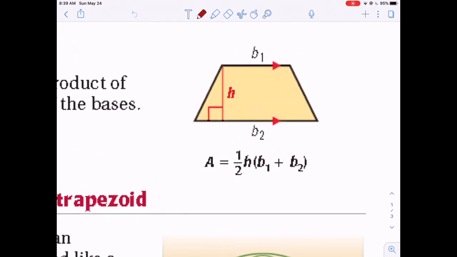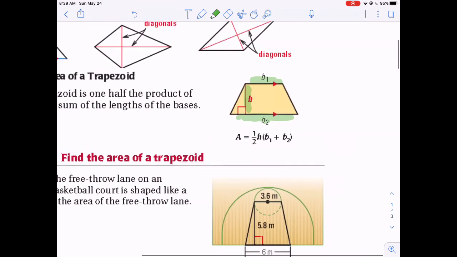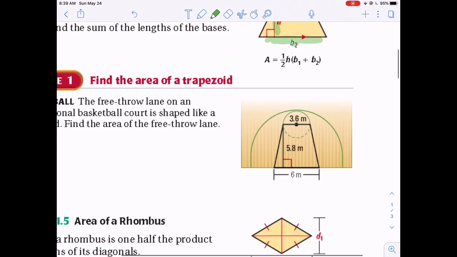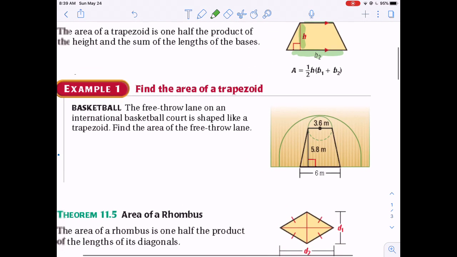It's 1/2 height times the B1 plus B2. So these are your bases. Here's your base right here. Here's your other base, and here's your height. Okay, so just plug in the formula to find the area of a trapezoid. Here's an example for you we'll do with you real quick. Although I don't have a calculator, so I'll just show you how to set it up. So again, the values I have here are, here's my one base, the 3.6, here's the 6, and here's the h, the 5.8. So just make sure you stick them in the right place on the equation.